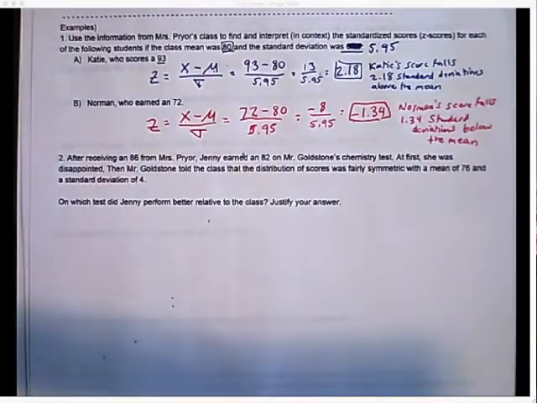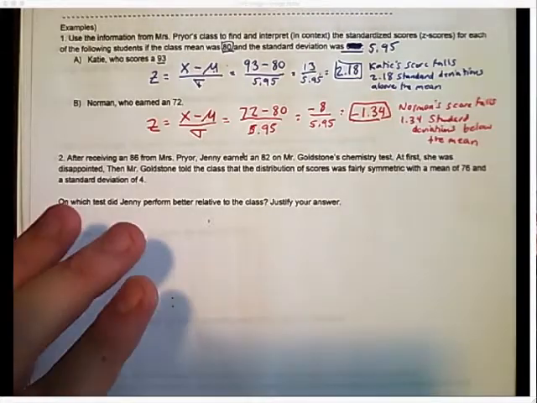All right, so let's look at number 2. It says, after receiving an 86 from Mrs. Pryor, Jenny earned an 82 on Mr. Goldstone's chemistry test. At first, she was disappointed. Then Mr. Goldstone told the class that the distribution of scores was fairly symmetric, with a mean of 76 and a standard deviation of 4. On which test did Jenny perform better relative to the class?